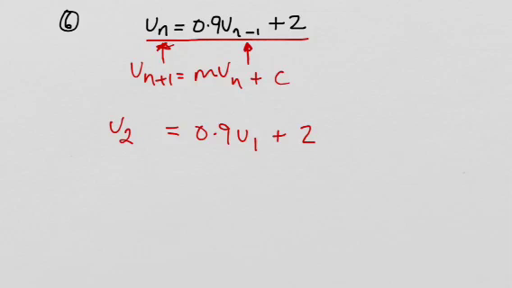This subscript here is always one more than this subscript here. So put your u1 value in. The question tells you that u1 is equal to 3. So put that into the formula and that'll let you work out what u2 is.